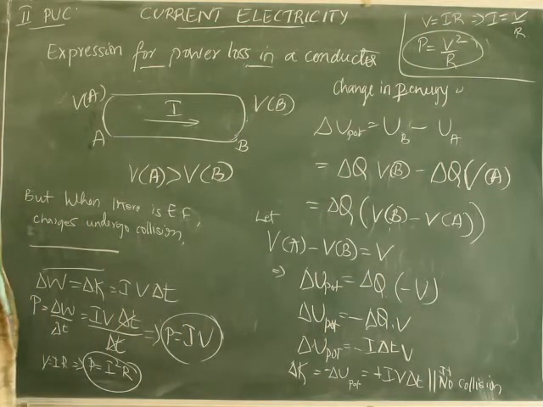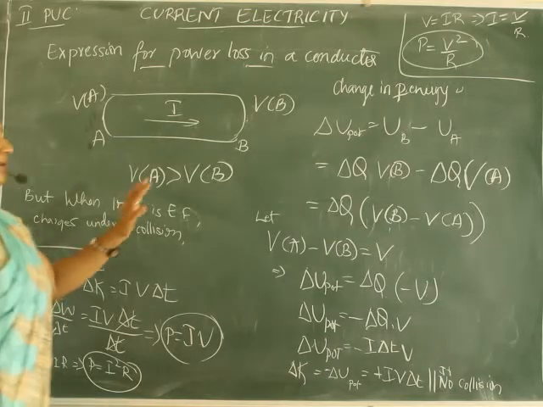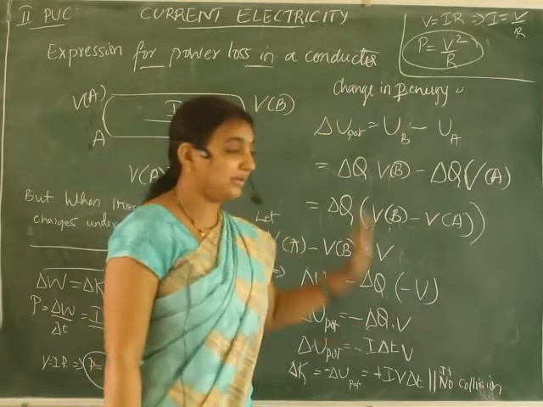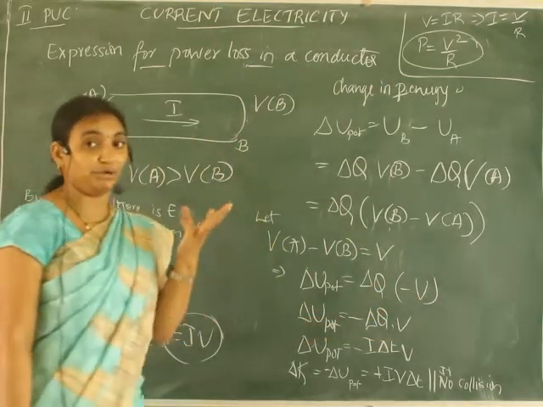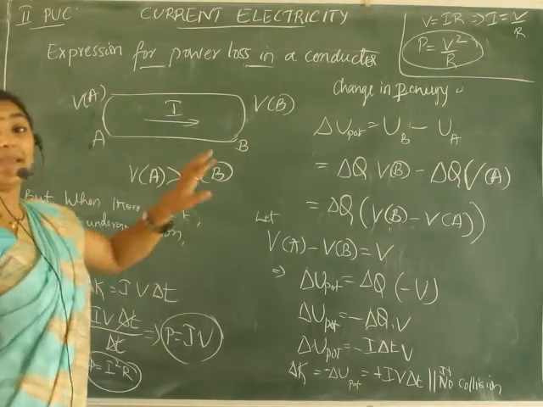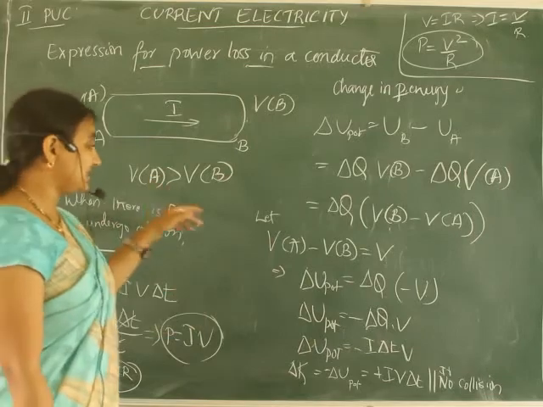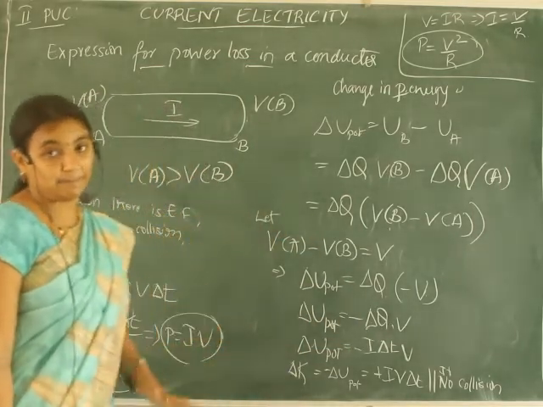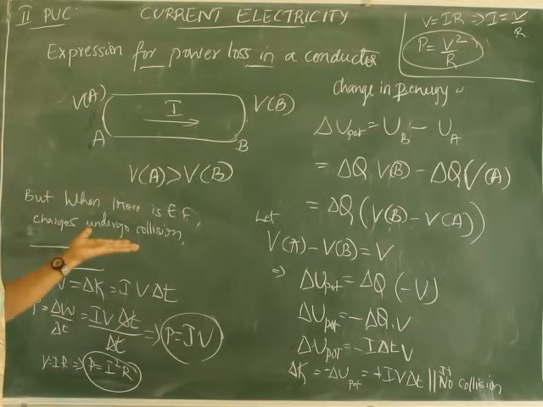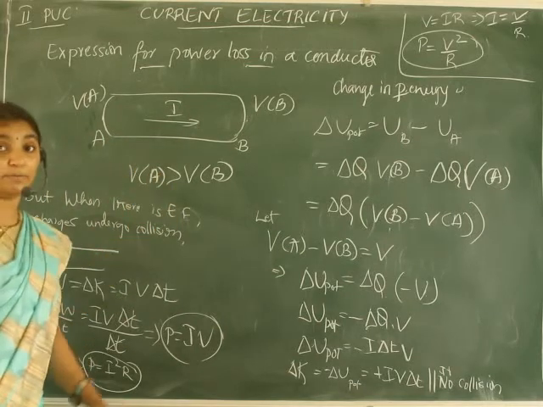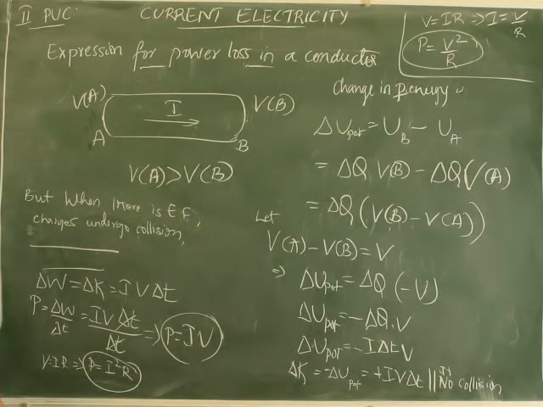But this derivation is not important for you. The important concept is the final formula: P is equal to VI, P is equal to I square R, P is equal to V square by R. This derivation is done only for your understanding. So what we have done? We have considered a conductor carrying the current I, VA be the potential at A, VB be the potential at B. Let VA be the higher potential compared to VB.